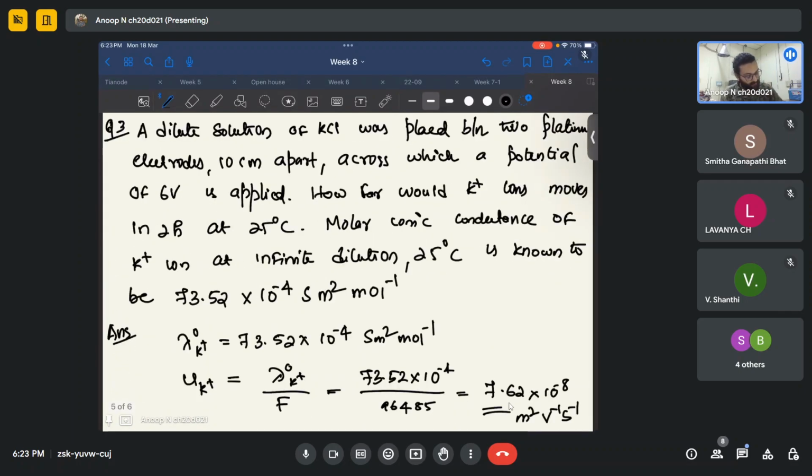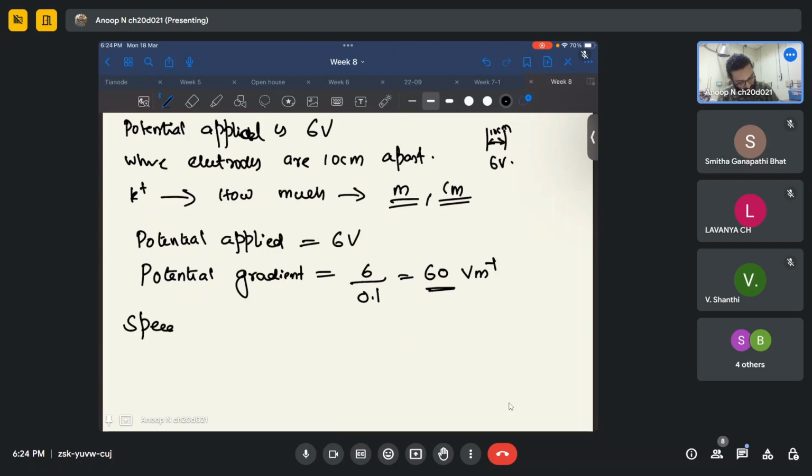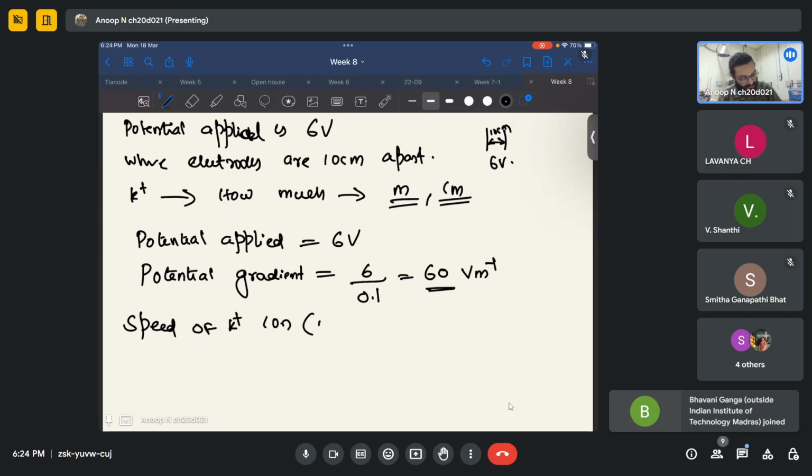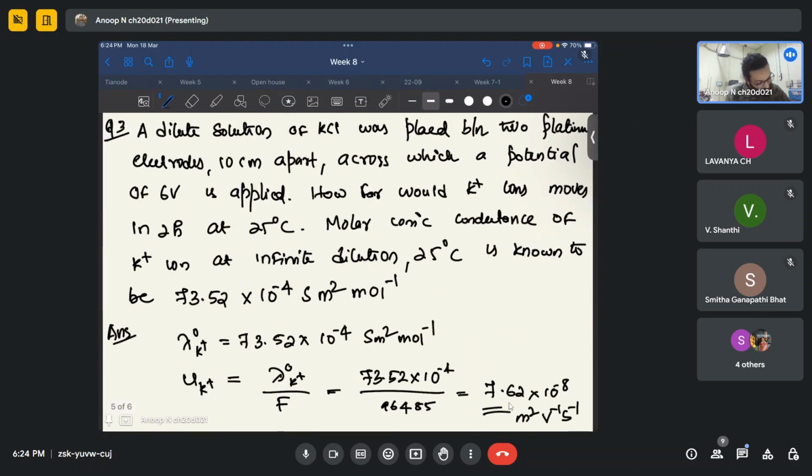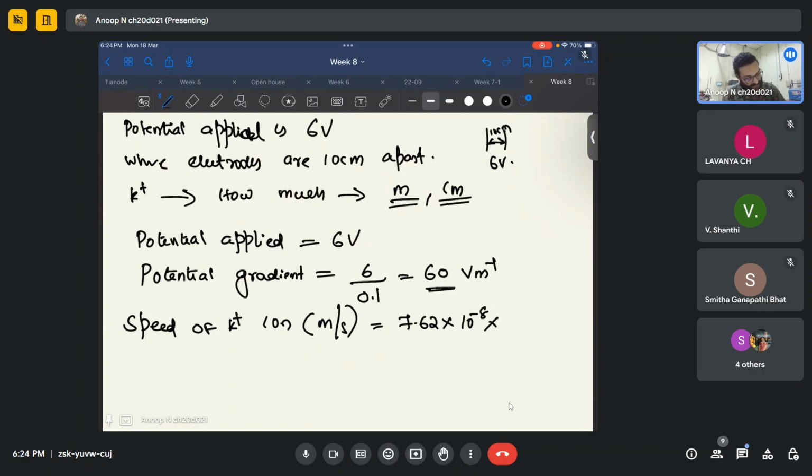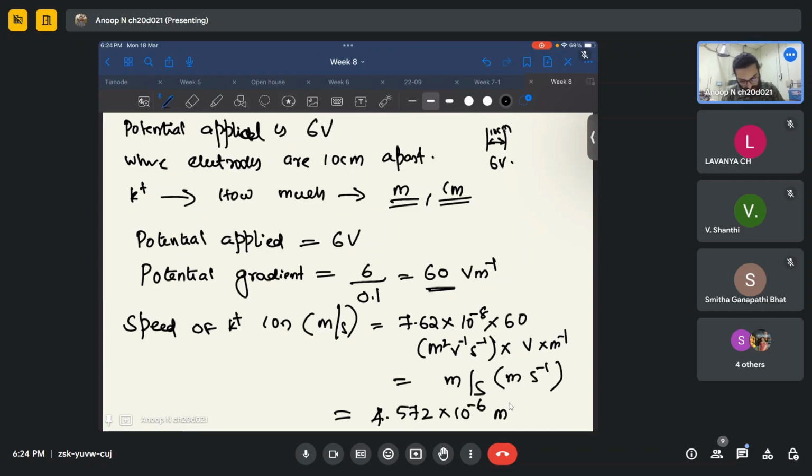Now you can see here the unit of ionic mobility is meter square per volt per second. So from that I can find out the speed of the K plus ion. Speed is in meters per second, which can be calculated as 7.62 into 10 raised to minus 8 into 60. You can see here the unit is meter square, volt raised to minus 1, second raised to minus 1, into volt into meter raised to minus 1. So it will come in meters per second. So the value will be 4.572 into 10 raised to minus 6 meters second raised to minus 1. Is it clear? This part?